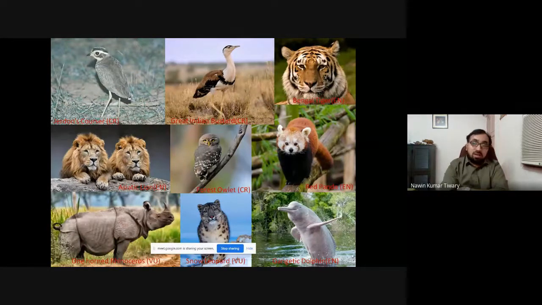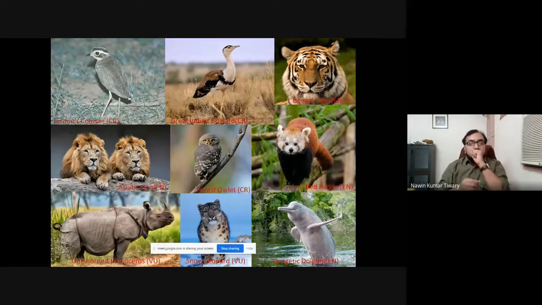Then red panda, again, the population in the Northeast is facing extreme hunting and then loss of habitat. These are the problems which are bringing the red panda population down. Rhinos, fortunately, have brought some good news to us. Now, the one-horned rhino was actually endangered at one point of time, and this is probably the only species in India which has actually improved its category. So from endangered, it has come to vulnerable.